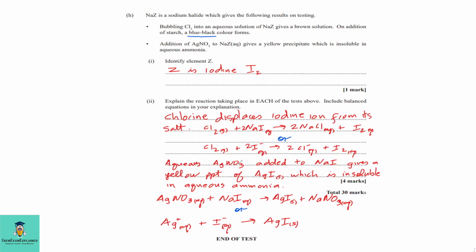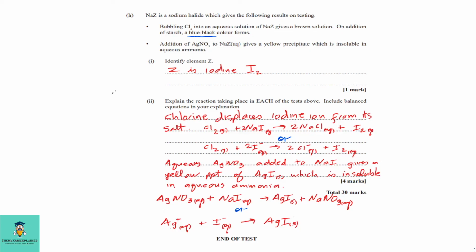Now, when aqueous silver nitrate was added to the sodium iodide, which was NaZ, it gives a yellow precipitate, and that yellow precipitate is silver iodide. Silver iodide is insoluble in aqueous ammonia. And this would be the molecular equation and then the ionic equation.